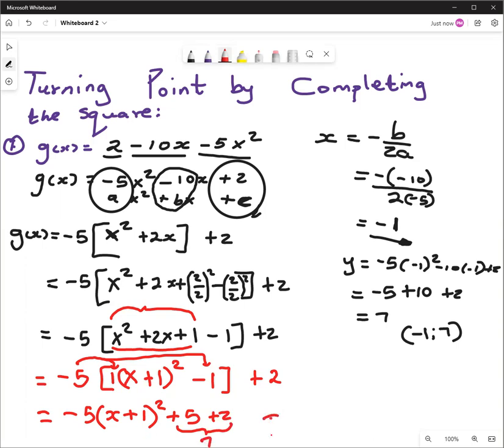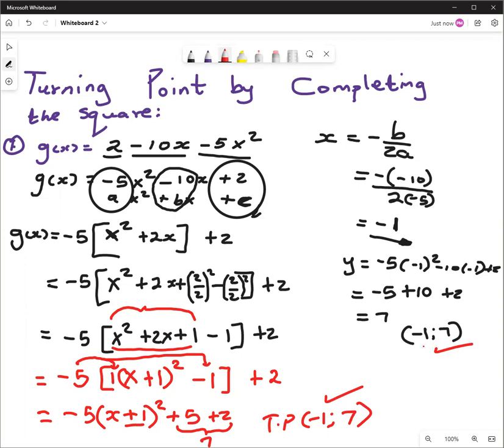And then remember, if you watch the first video on the parabola, the turning point, the inside is always opposite, which is negative 1, and then the outside is 7, which stays the same. And this is the same as that. Then you are confident that you completed your square properly.